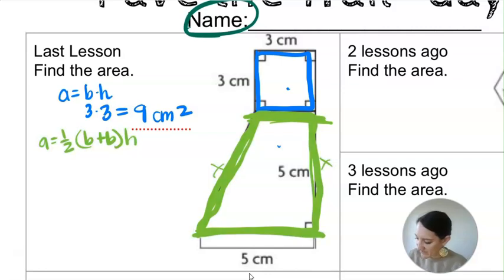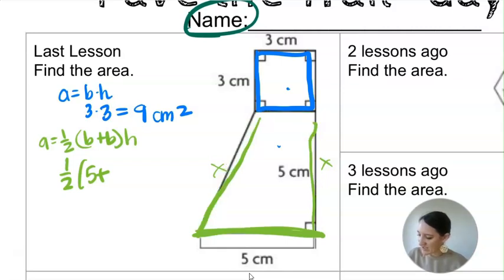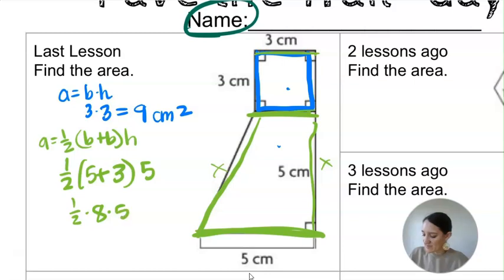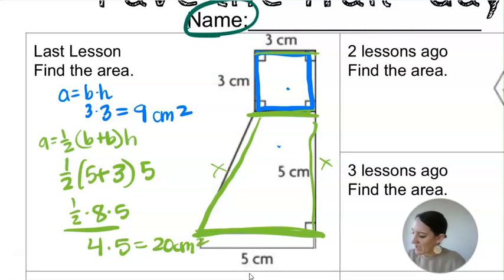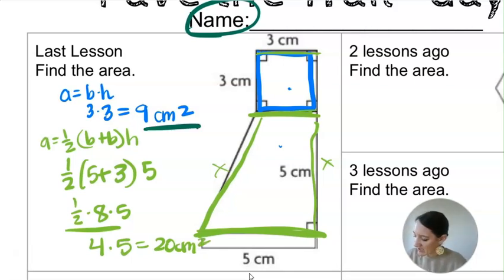So I have a 5. Oh, that's weird. I have a 5, but then what is this base right here? Well, it's connected to the square. Remember, the square had a side of 3. So that's going to be the same side as that base right there. And the height is 5. So we got half of 8 times 5. Half of 8 is 4 times 5 is 20 centimeters squared. Then I'm going to add them up. 9 plus 20 is 29 centimeters squared.